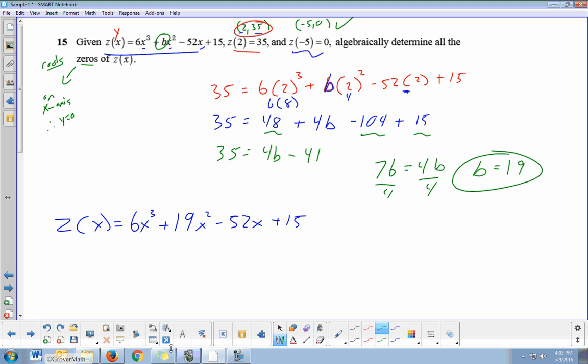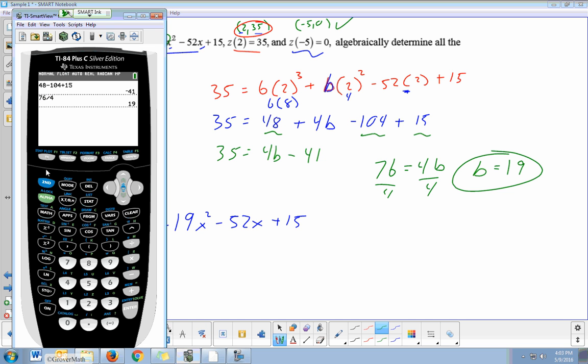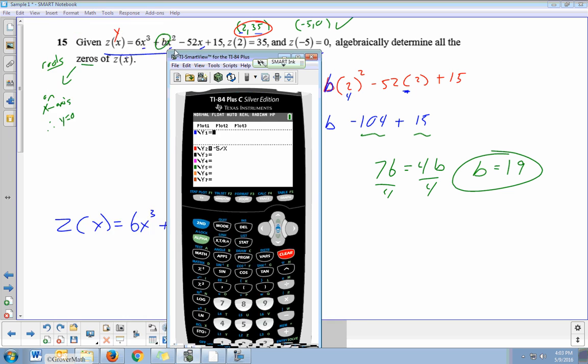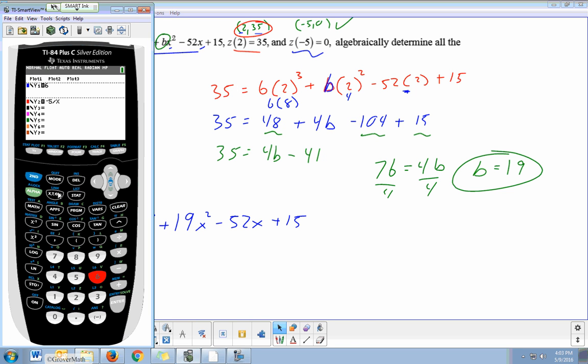Now, if you didn't know that -5 was one of the roots, now that we do have the whole thing, I could try to get the roots solely from the calculator, and let's see what that does. What is it? 6x cubed plus 19x squared minus 52x plus 15. And let me just delete this other equation that was there. And let's take a look. Here we go. There's one root. There's another, and there's another.